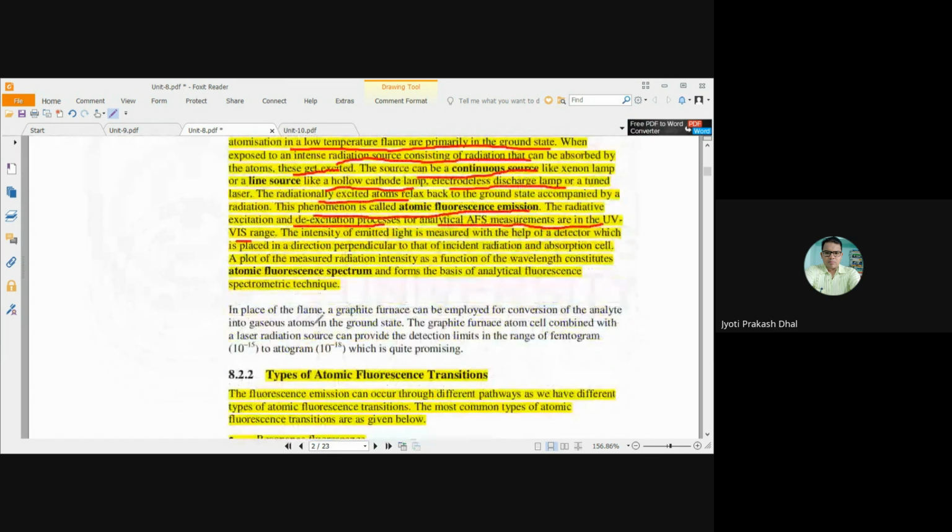The intensity of the emitted light is measured with the help of a detector which is placed in a direction perpendicular to the incident radiation and the absorption cell. Now, a plot of the measured radiation intensity as a function of the wavelength is the atomic fluorescence spectrum and forms the basis of the analytical fluorescence spectrometric technique.